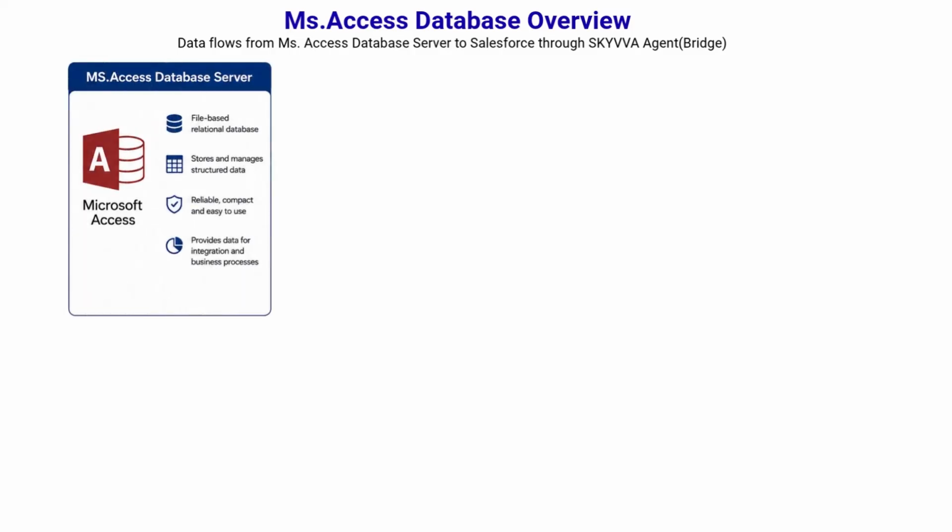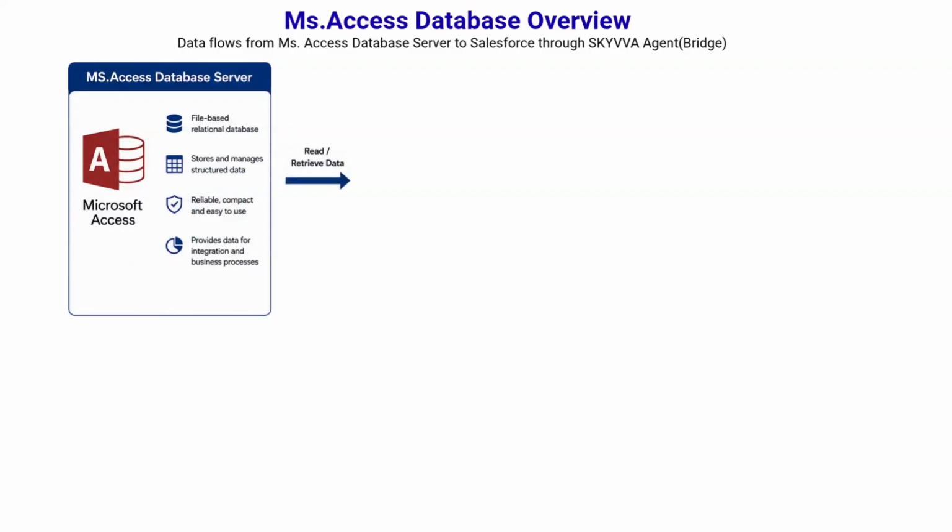Step 1. MS Access Database Server Source. The process begins with the Microsoft Access Database Server, which serves as the source system for the integration. Microsoft Access is a file-based relational database that stores structured business data such as customers, products, orders, invoices, and other operational information. It provides a simple and reliable way to manage business data for desktop and small-scale business applications. At this stage, all business data remains in the Microsoft Access database until it is requested by the SKYVVA agent. The database acts solely as the source of information for the integration process.